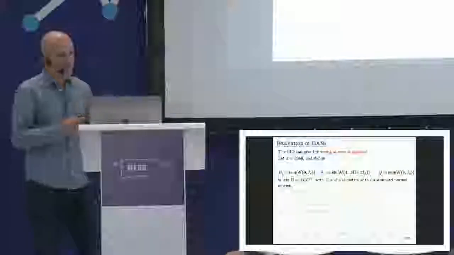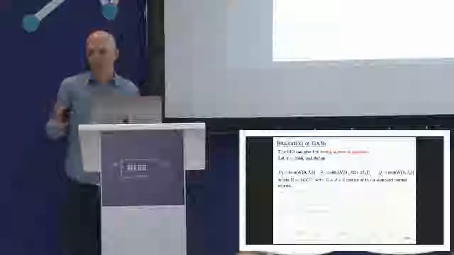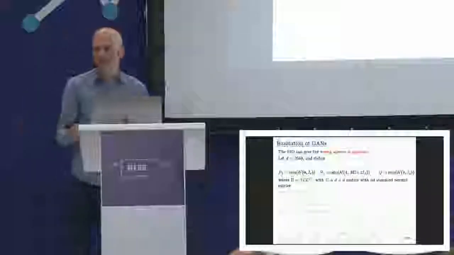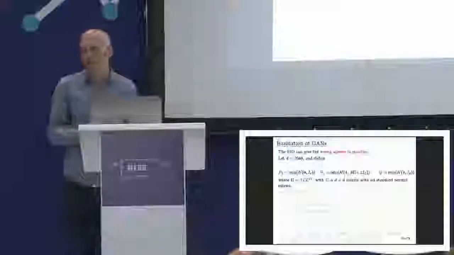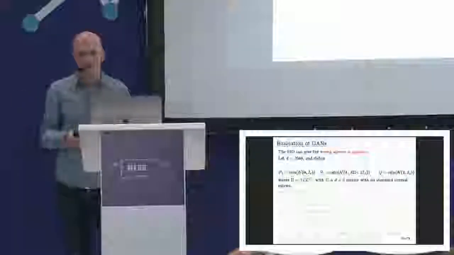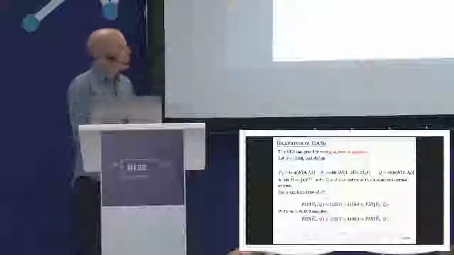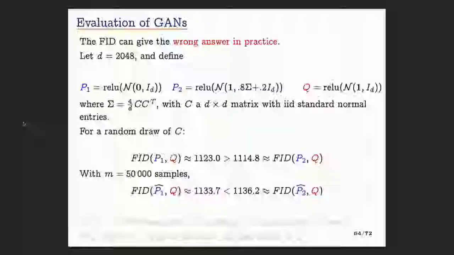So let's generate some sort of reasonable neural network output-ish distributions. So P1, I'm going to just pass a normal through a ReLU. P2, I'm going to pass another normal through a ReLU with a slightly skewed covariance. And Q is going to be a standard normal passed through a ReLU with mean 1. So these are at least outputs that you might expect to see from a neural network with ReLUs, even though I've only used a single layer here. So in this case, I'm going to randomly draw my covariance of P2. It's going to be a sort of skewed covariance.